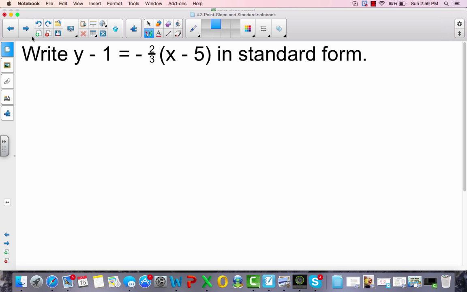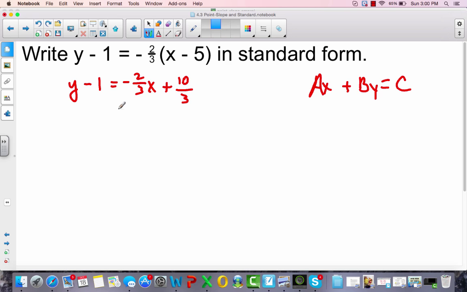All right, now to manipulate it so that it's going to be in standard form. This is point-slope form, if you remember, and now we want to put it in standard form, which means that we've got to have the x and the y on the same side. See, it's Ax + By = C. So let's distribute our multiplication first. So we've got y - 1 = -2/3 times x. Minus times minus gives us plus. 5 times 2 gives us 10 over 3. So now we're going to have to get rid of this 1 right here. So plus 1 and plus 1.